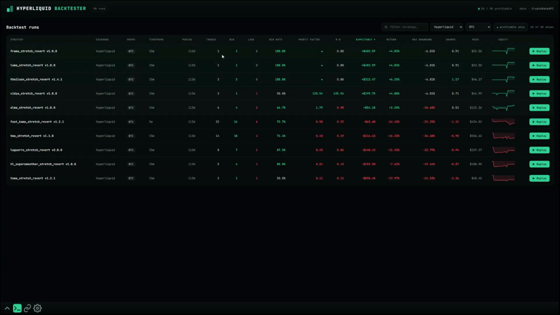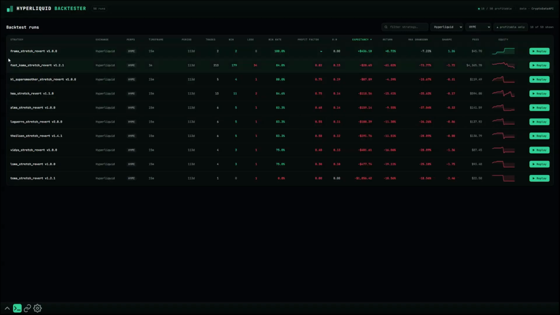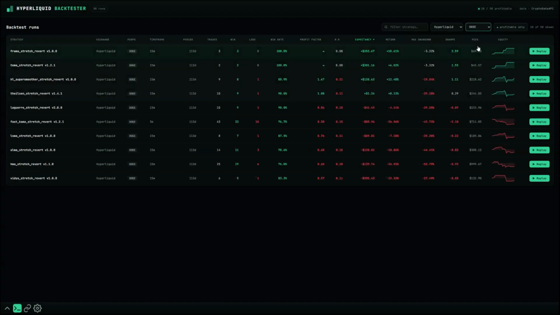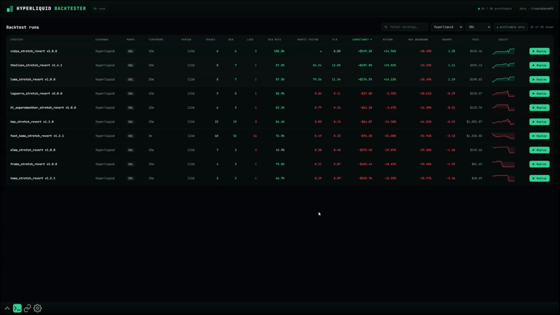The winner for this particular backtest was the Frama Stretch Revert Strategy. It only traded once, but it did a $400 trade. So I tried the Hype coin. Again, Frama was the best strategy, even though it only made 2 trades, 2 out of 2 wins. Then also traded on Dogecoin. Again, Frama won with 3 out of 3, 3 wins, 0 losers. And then I traded on Solana as well. So on Solana, we had a different winner. We had the Vidya Stretch Revert, and that had 6 wins and 0 losses.